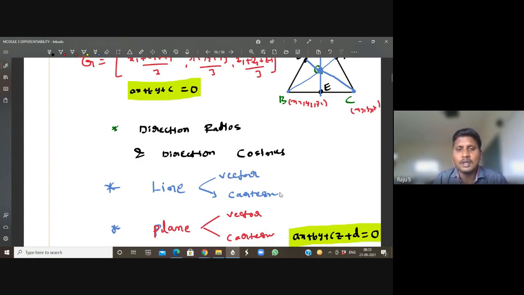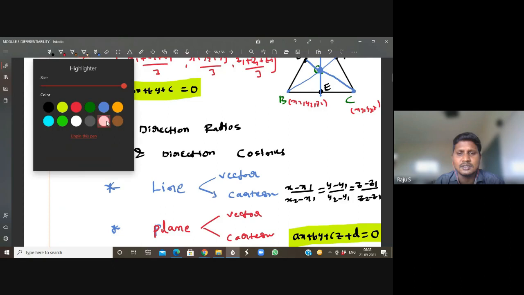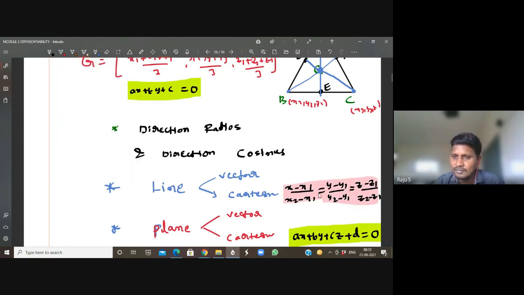What is the equation of a line in Cartesian form? When two points are given, x minus x1 by x2 minus x1, as we already studied, equals y minus y1 by y2 minus y1. But in three dimensions, we get another term, z minus z1 by z2 minus z1. So this is the equation of a line in three dimensions. I have written only the Cartesian form. After that, I'm going to write the equation of line and plane in vector form also.